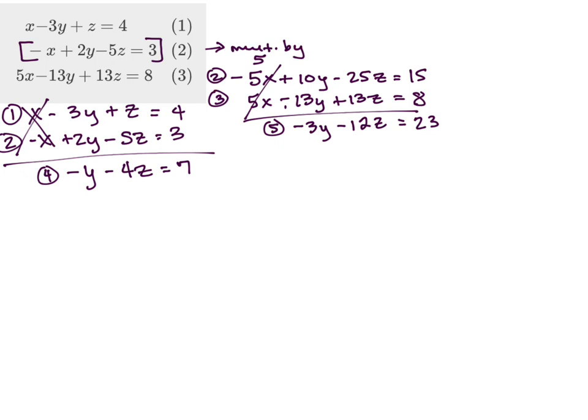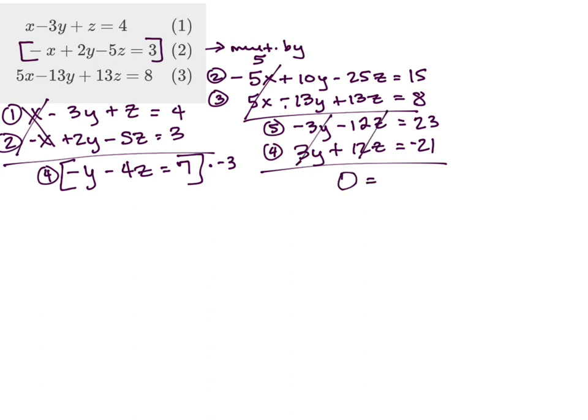Now, equation 5 and equation 4 are able to stack, but I'm not canceling anything yet. What do I need to do? Multiply what? Multiply 4 by negative 3, which is going to create a positive 3y and a positive 12z and a negative 21. So what happens? Yeah, because I'm going to cancel my y's and my z's, and I'm left with this situation where 0 is equal to what's on the right side?